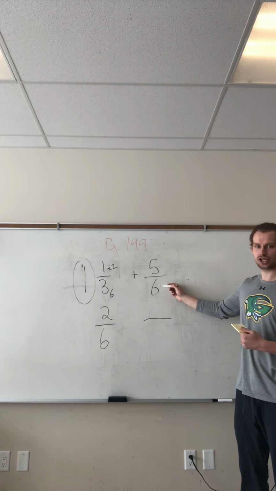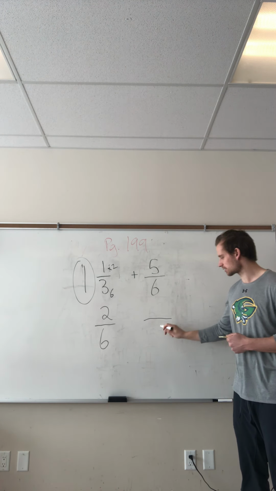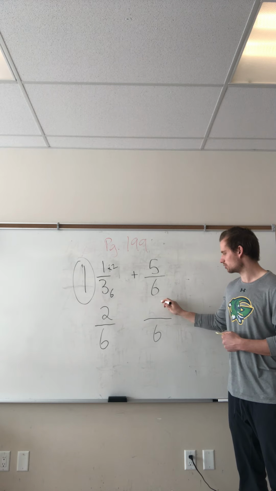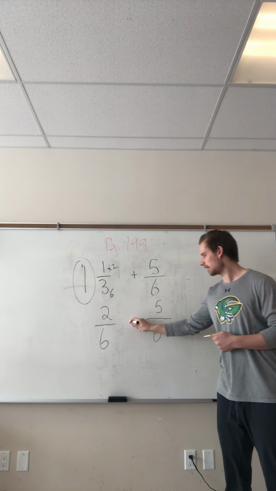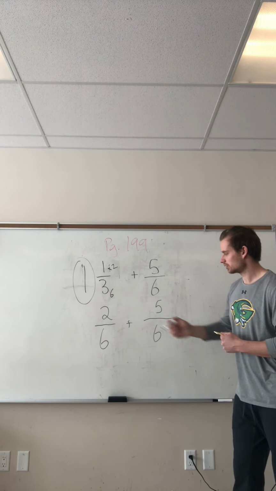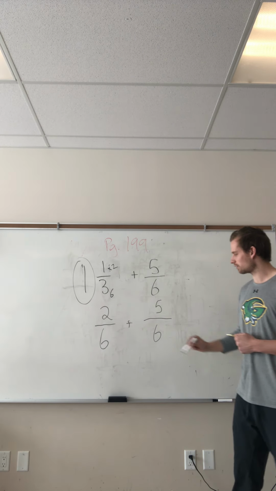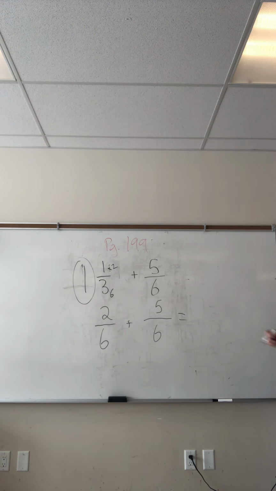Over here, do I have to change anything? No, it's already at a 6. Denominator 6, numerator 5. Adding these two together, 2 over 6 plus 5 over 6 equals, well, just add your numerators. 2 plus 5 is 7. Denominator slides over, it is 6.